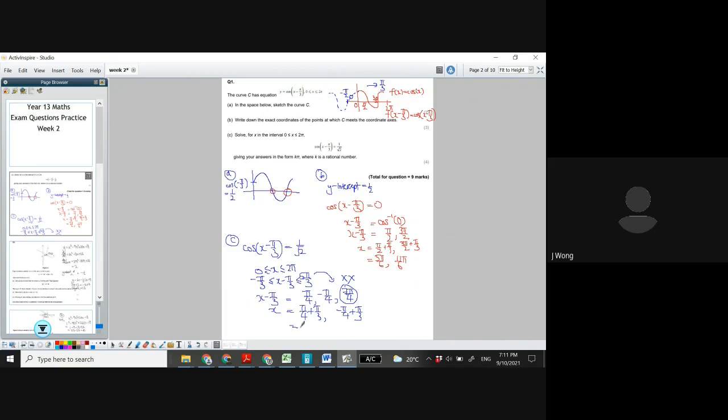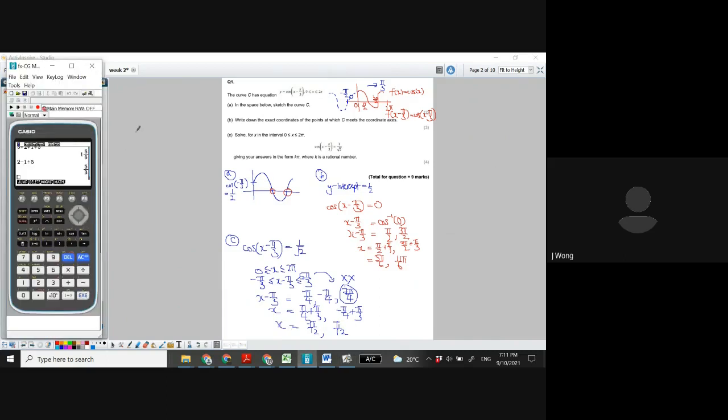Okay, so for the first one, you'll get 7 pi over 12. And the second one, you get pi over 12. All right. Okay, so let's just confirm the answers by using the solve function. So we have shift setup first, make it into radians.